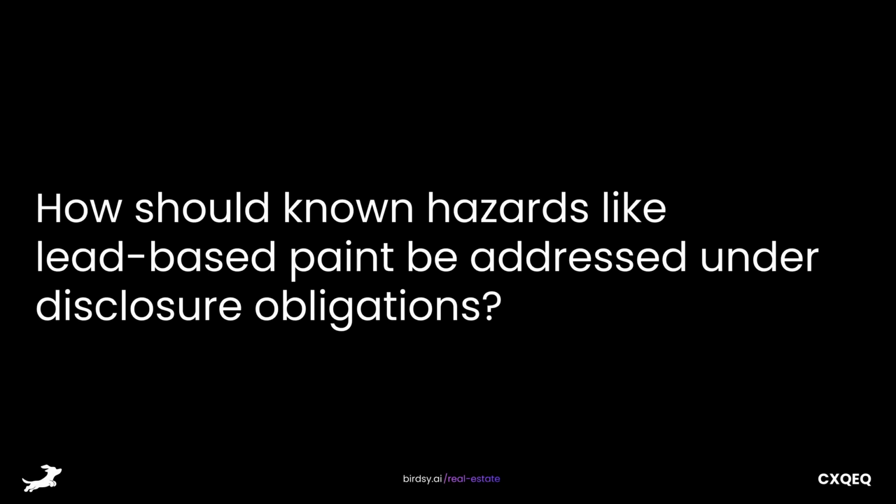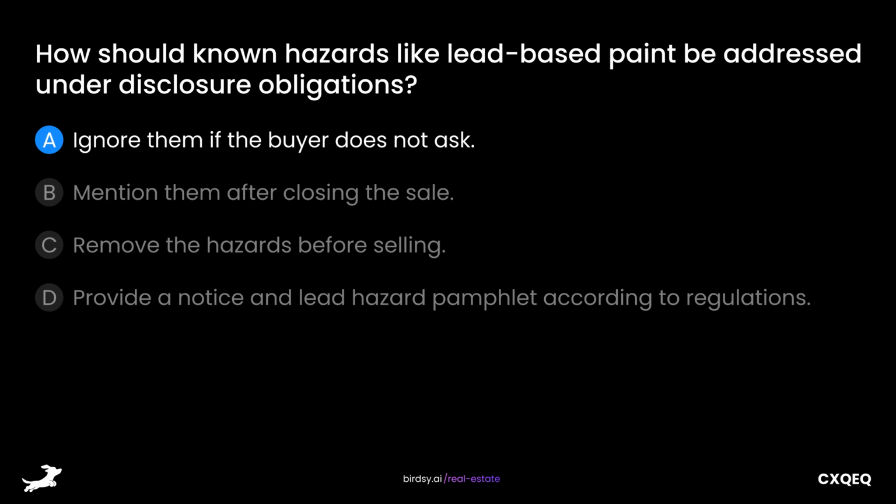How should known hazards like lead-based paint be addressed under disclosure obligations? Is it A, ignore them if the buyer does not ask? B, mention them after closing the sale? C, remove the hazards before selling? Or D, provide a notice and lead hazard pamphlet according to regulations?